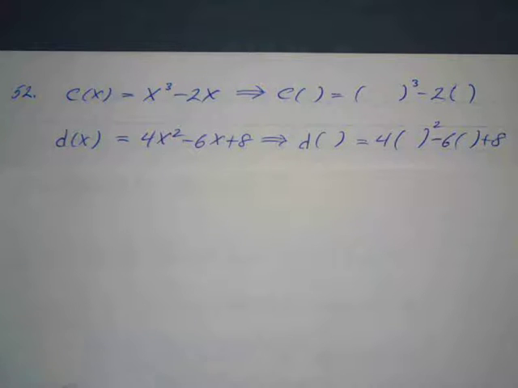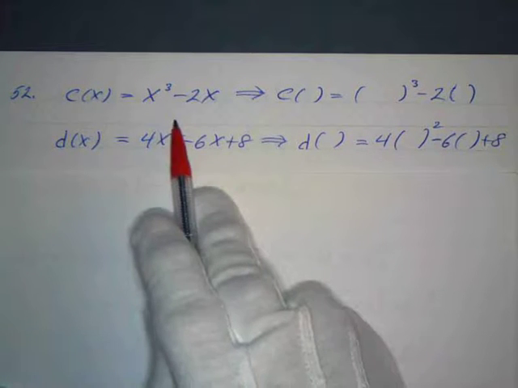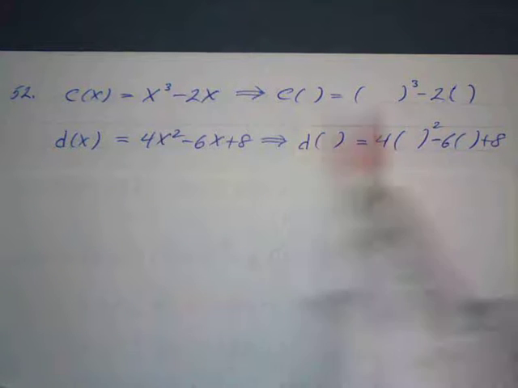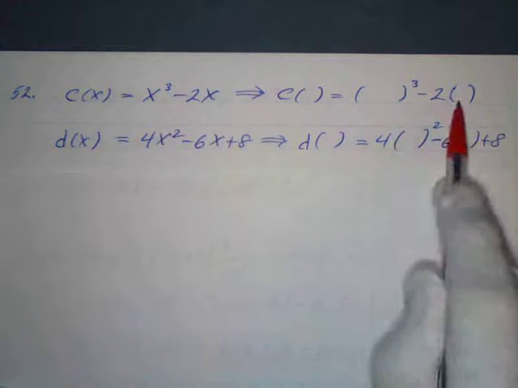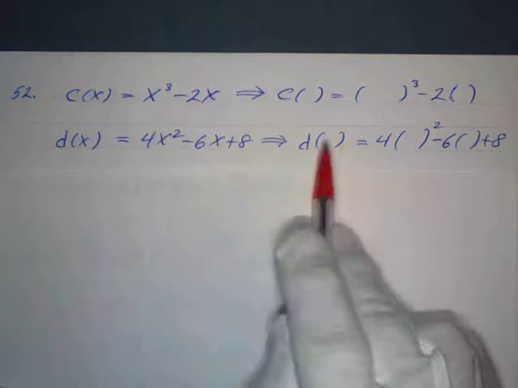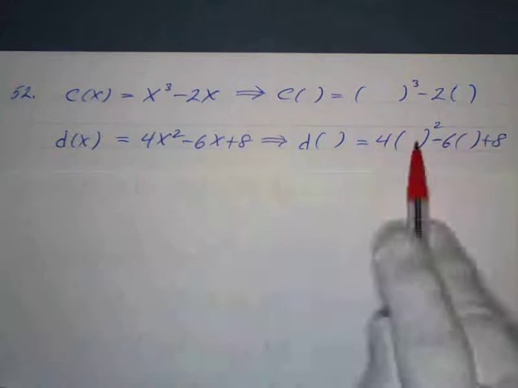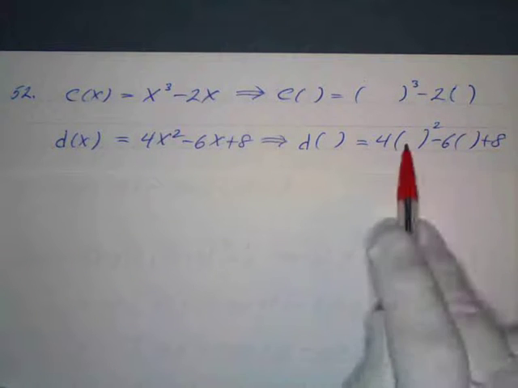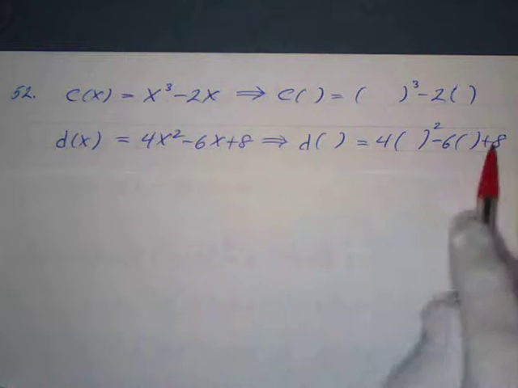And we had two functions, c of x. The first function is x cubed minus 2 times x. So that's actually the rule. The c rule says c of something is something cubed minus 2 times that something. And then the d function is a different rule, 4x squared minus 6x plus 8. So this really means d of something is 4 times that something squared minus 6 times that something plus 8.